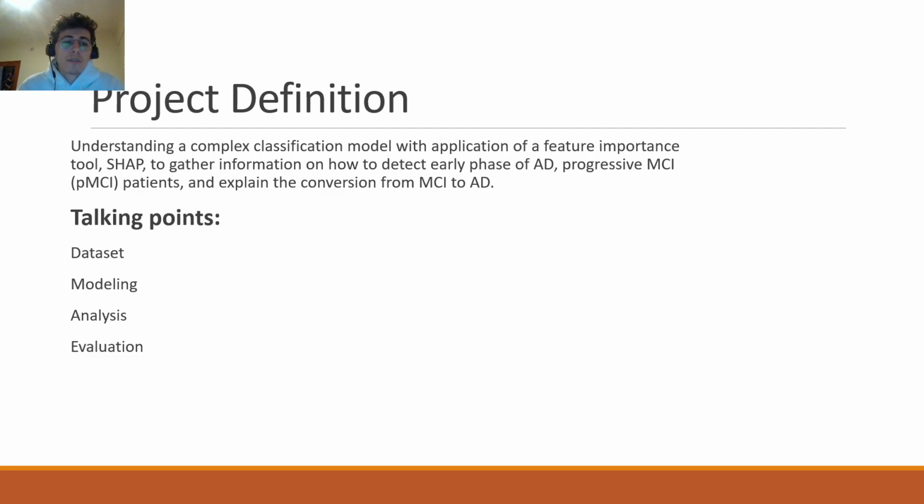My project's definition is understanding a complex classification model with application of a feature importance tool such as SHAP to gather information on how to detect the early phase of AD, pMCI patients, and explain the conversion from MCI to AD possibly. We will talk about my dataset, modeling, analysis, and evaluation.